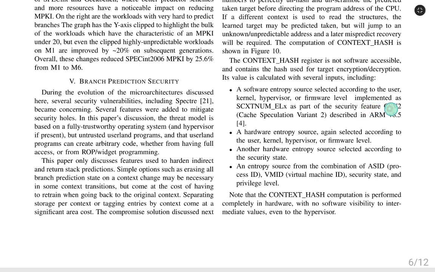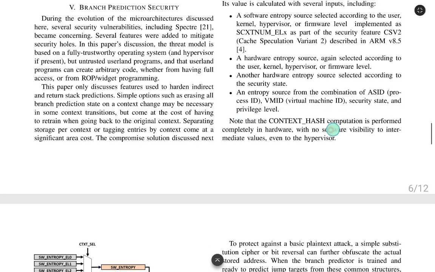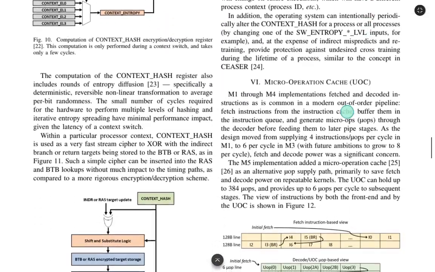SCXTNUM_ELx register as part of the security features CSV2, cache speculation variant 2, described in ARM version 8.5. A hardware entropy source, again selected according to the user, kernel, hypervisor, or firmware level. Another hardware entropy source selected according to the security state. An entropy source from a combination of ASID, process ID, VM ID, virtual machine ID, and a privilege level. Note that the context hash computation is performed completely in hardware with no software visibility to any intermediate value, even to the hypervisor.